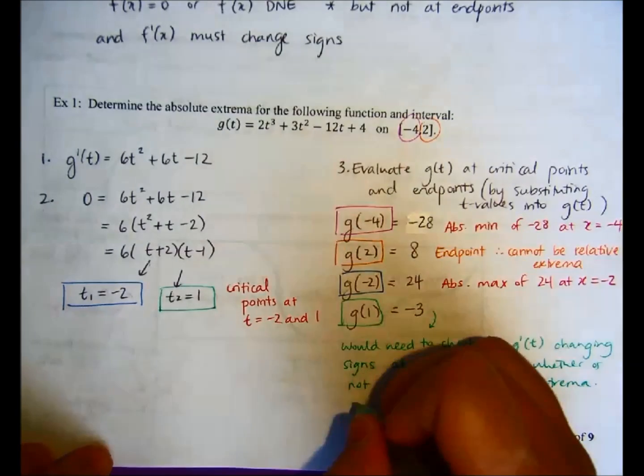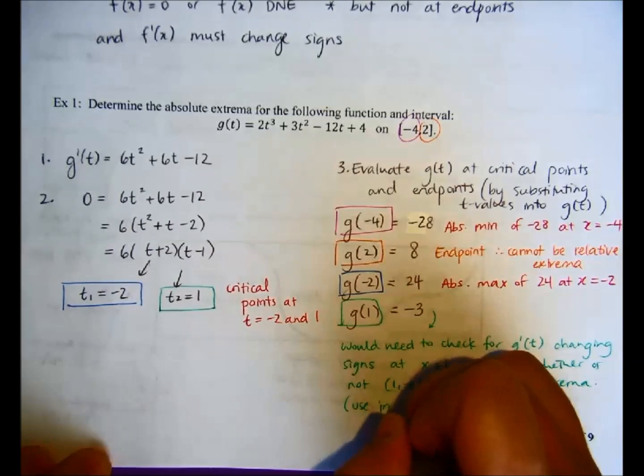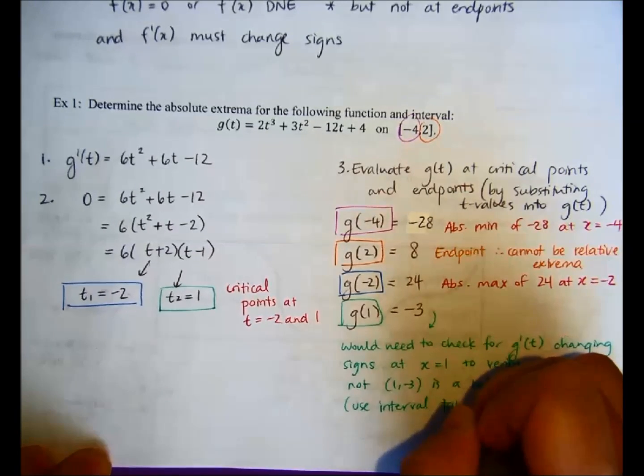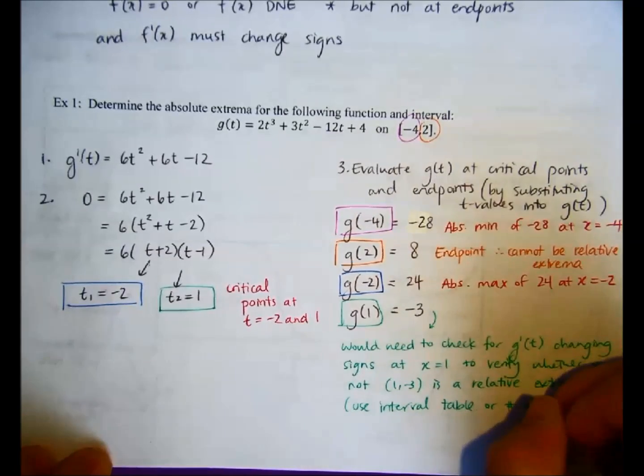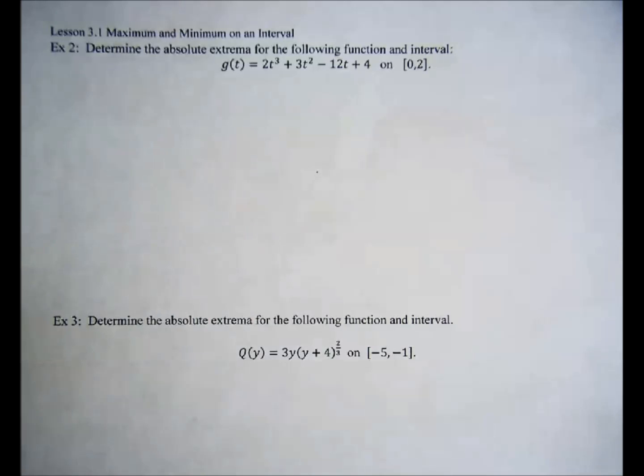And remember, the way that we check signs is to use an interval table or a numbered line. All right, let's move on to page 7. I would suggest that because I've already gone over an example with you, you might want to pause the video and just work on examples 2 and 3 on your own before you press play and check over your solutions. Okay, so I'm going to go over again the algorithm.